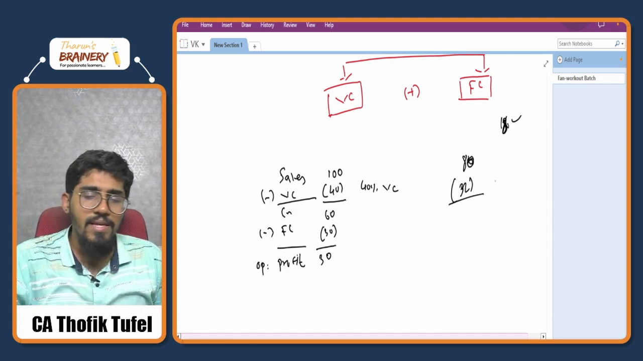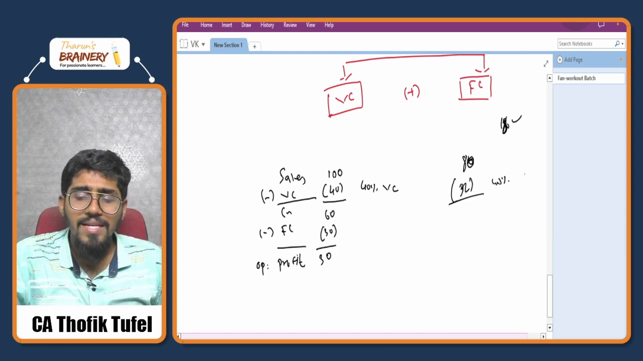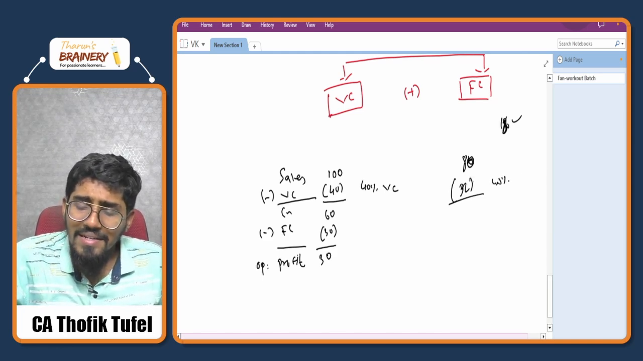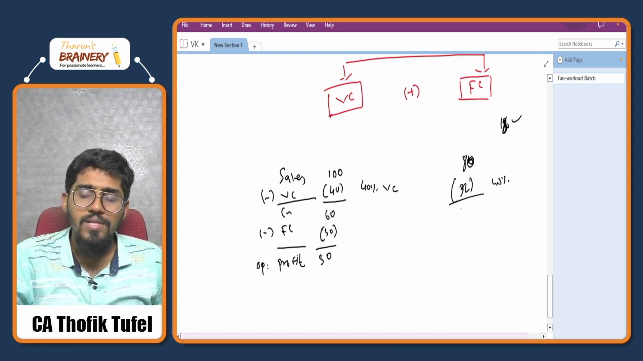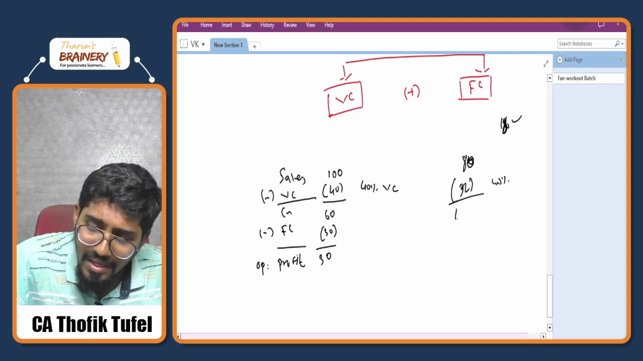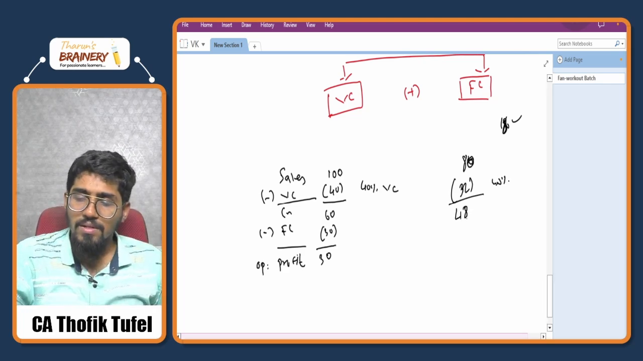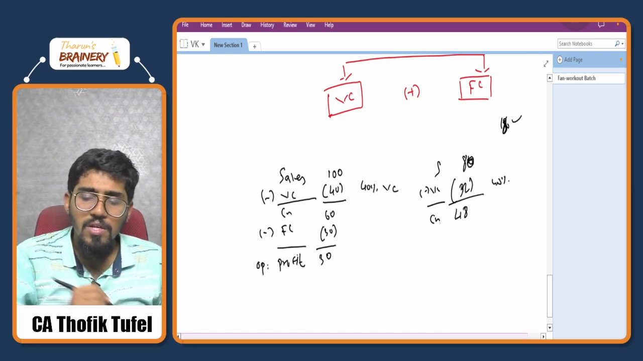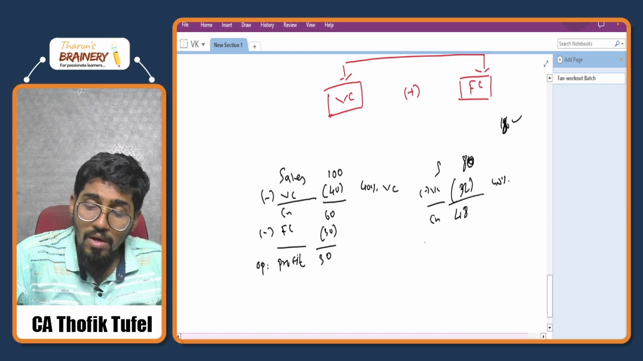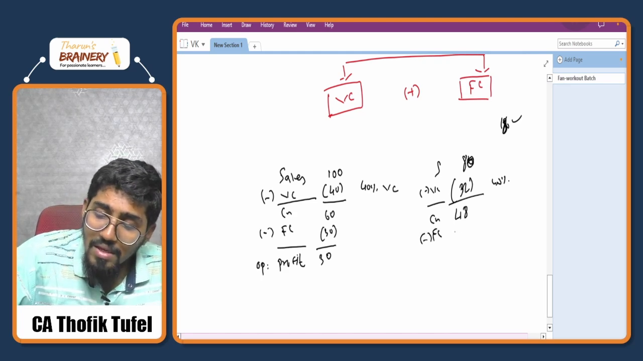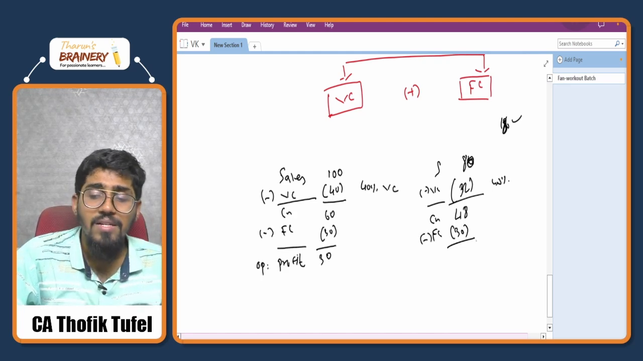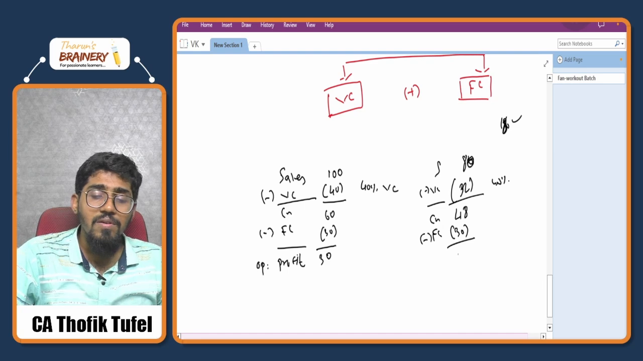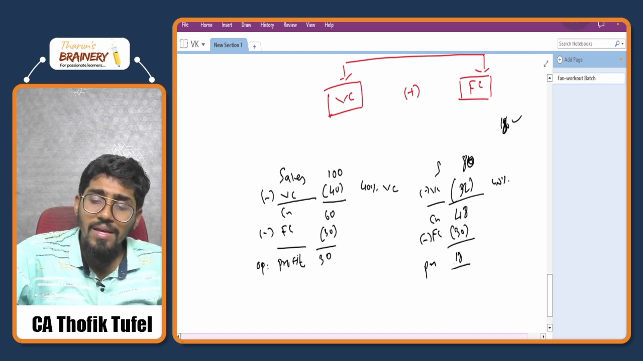So 80 rupees is my sales. For that 80 rupees, 40 percent will be my variable cost. So 80 minus 32 will be 48 rupees. 48 rupees is your contribution, which is your sales minus variable cost. From this 48 rupees, if you minus the fixed cost, how much amount is remaining? 18 rupees.